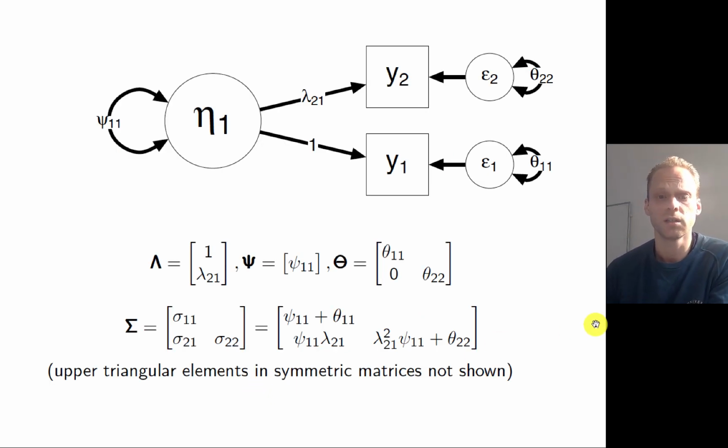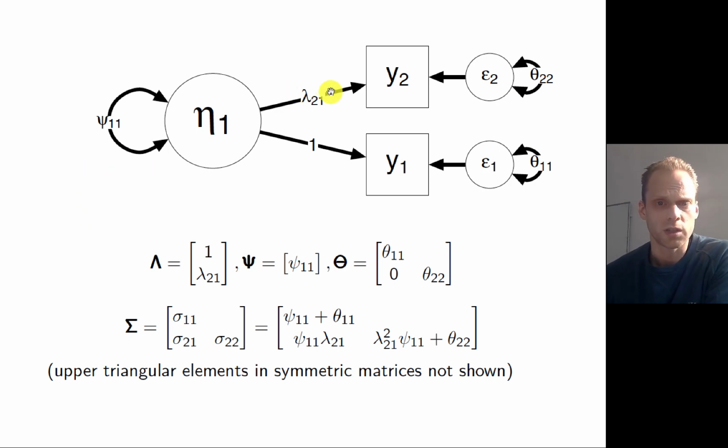If I have 2 indicators, I set the first factor loading to 1 again. This one is set to be freely estimatable. Now I still don't have an identified model, because I have 3 pieces of information, the variance of y1, the variance of y2, and the covariance. But I have 4 parameters: 1 factor loading, 1 factor variance, and 2 residual variances. So that's a degree of freedom of -1, and that's not identified.